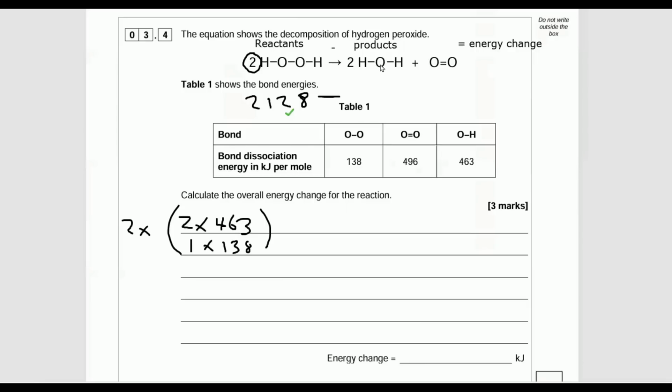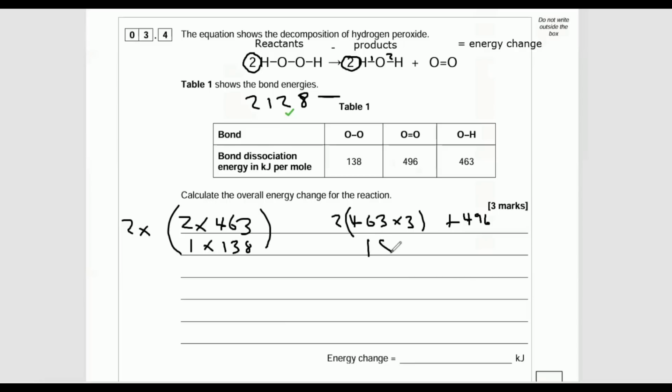Now I need to do 2 times HOH and then plus 100 with a double bond. So I need 2 OHs. So that's 463 times 2, because there are 2 of them there. But I've also got the big fat 2. So I need to put that in brackets and go 2 times that. And then I need to plus 496, which is for the oxygen there. So let's smash that in the calc and see what we get. So we go 2 times 463 times 2, close brackets, got to use brackets a lot here.